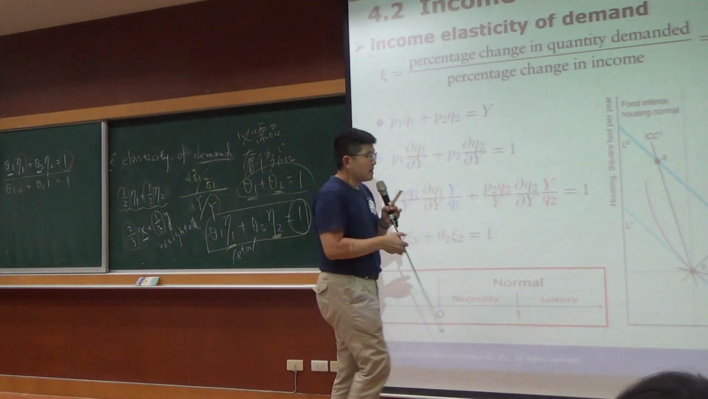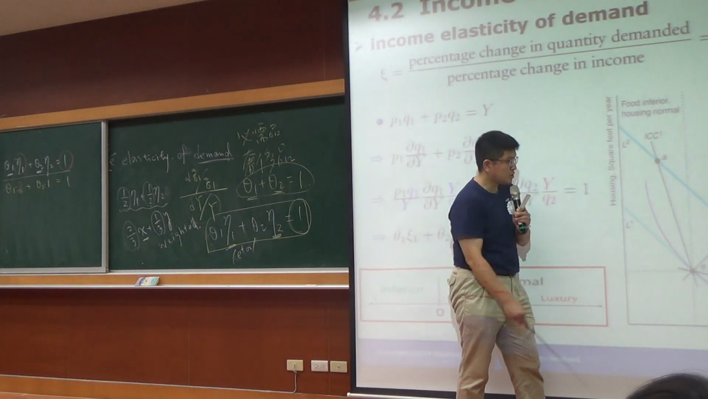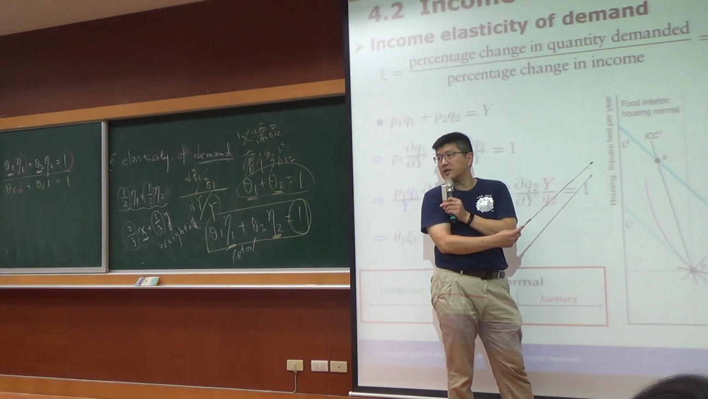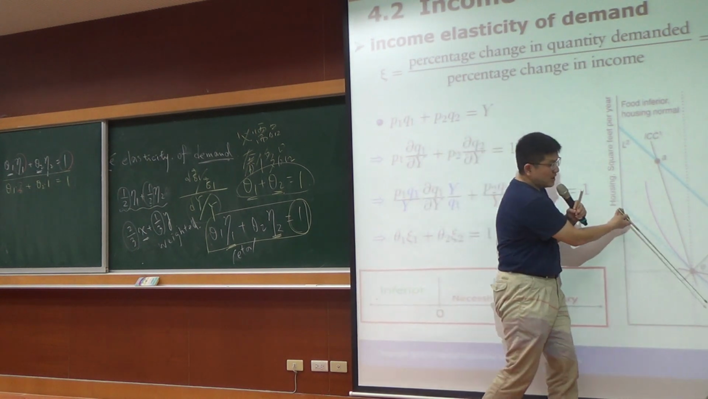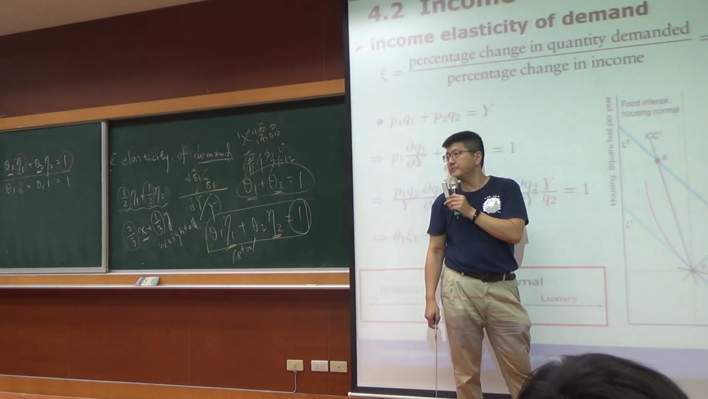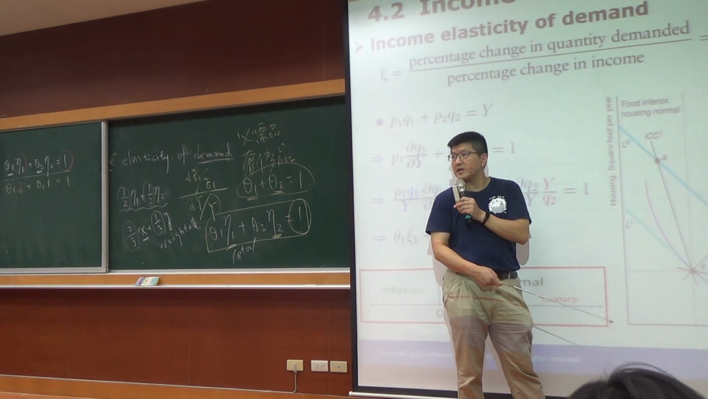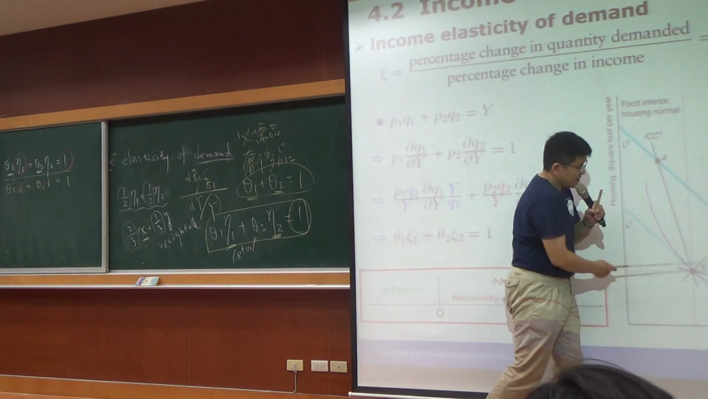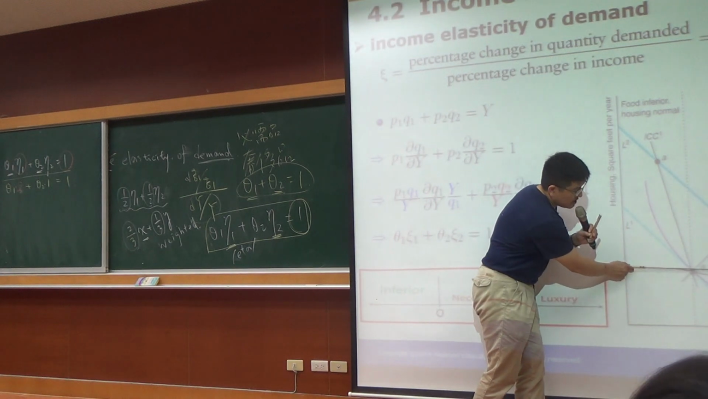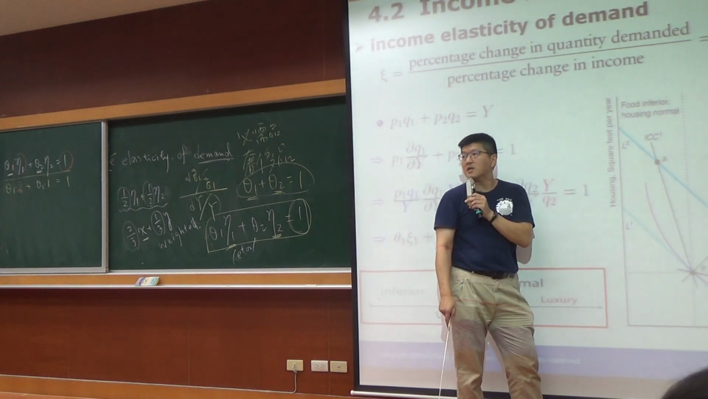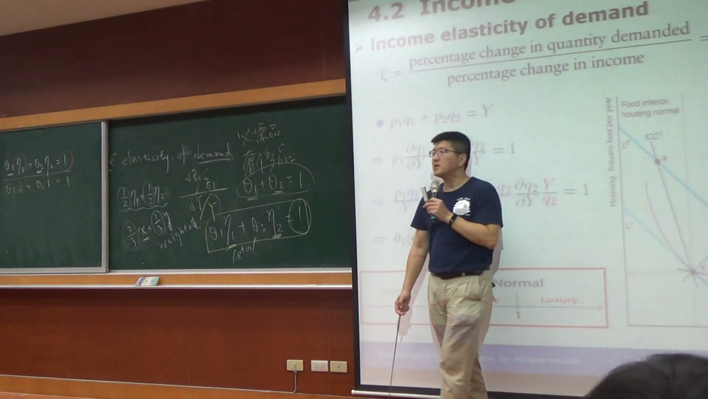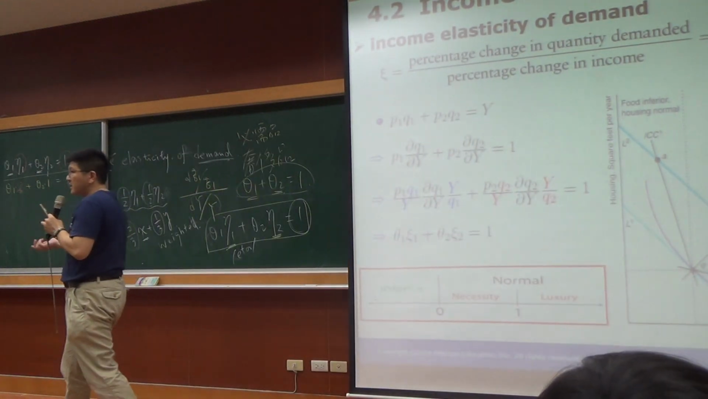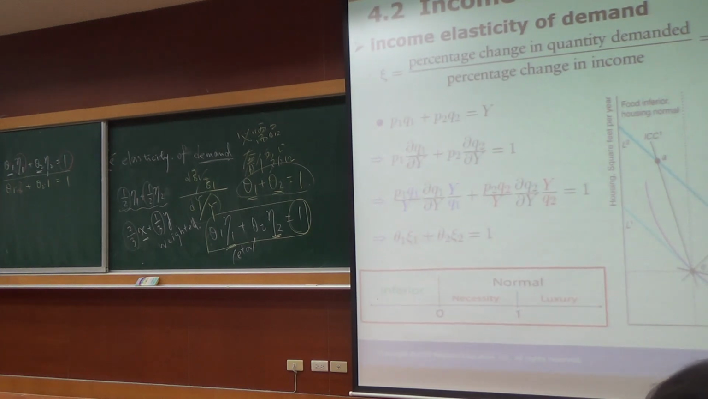Yes. So in this case, which good, good 1 or good 2, is inferior? Which one do you think is inferior, good 1 or good 2? We have an increased income. Good 2 is inferior, right? As income increases, the consumption of good 2 falls, and the consumption of good 1 increases, right? So good 1 is luxury, and good 2 is inferior.